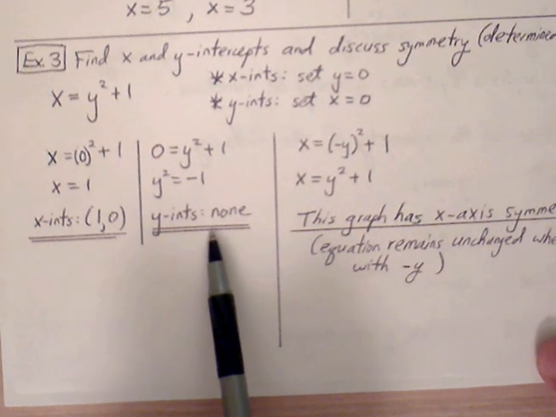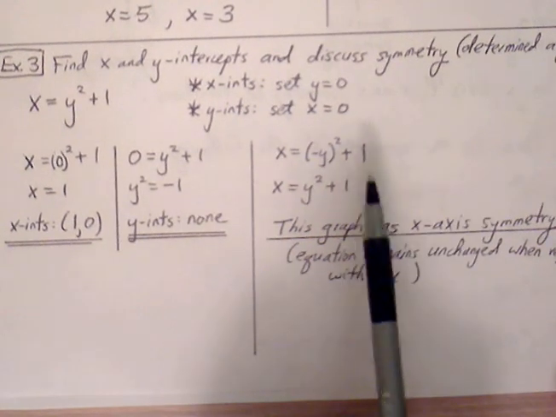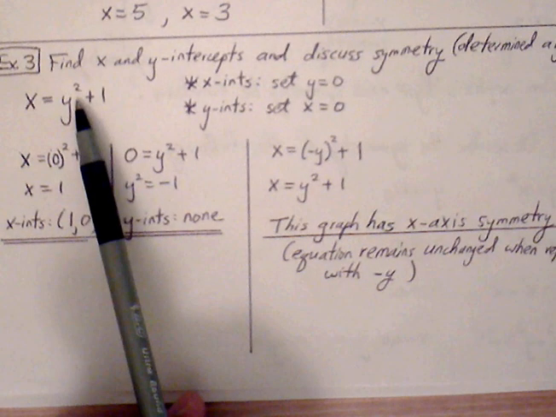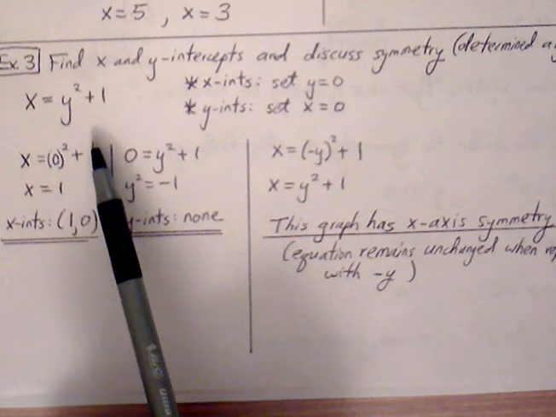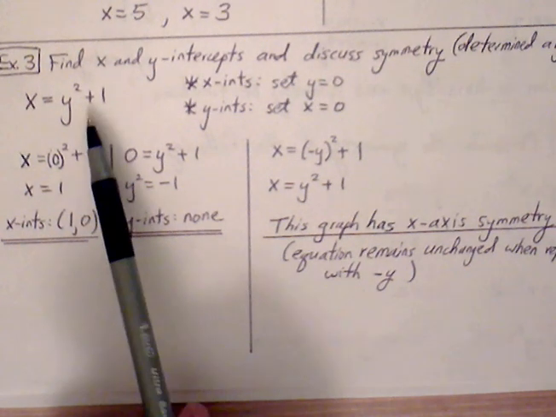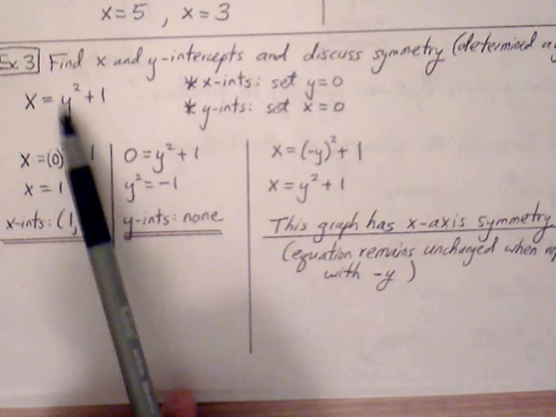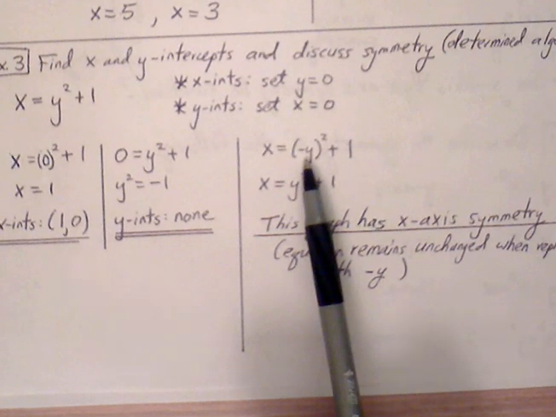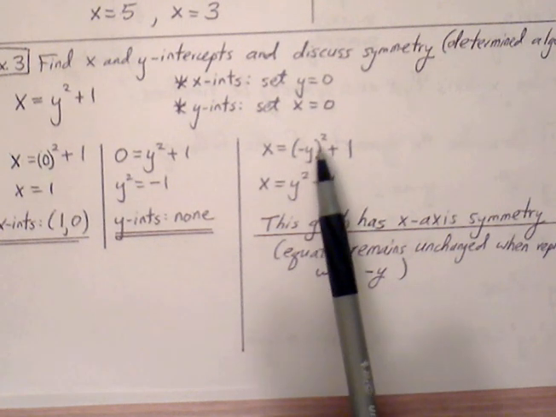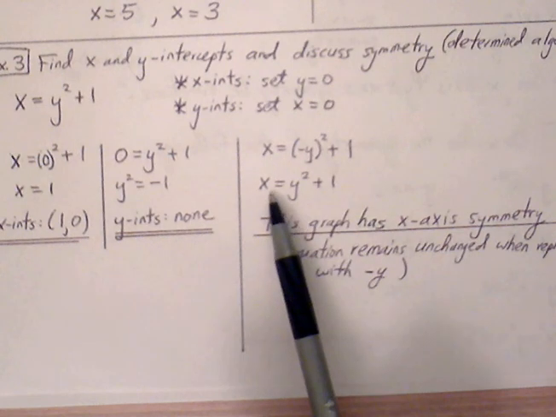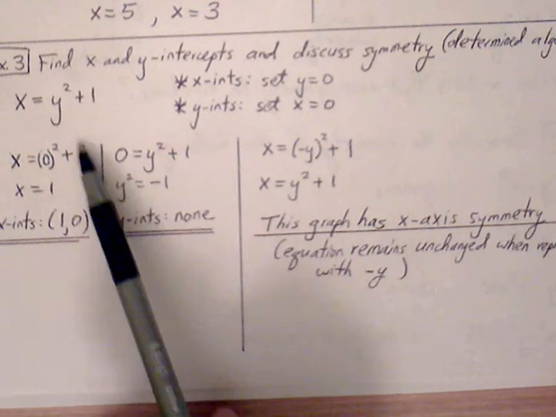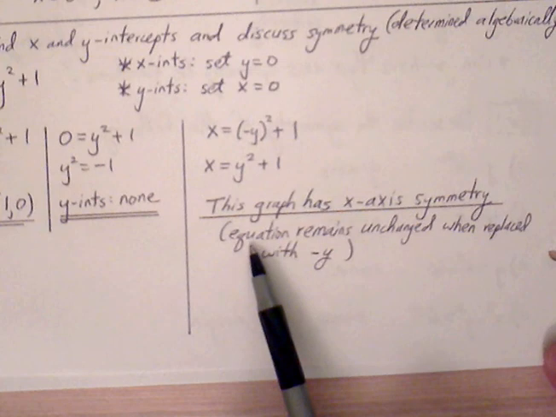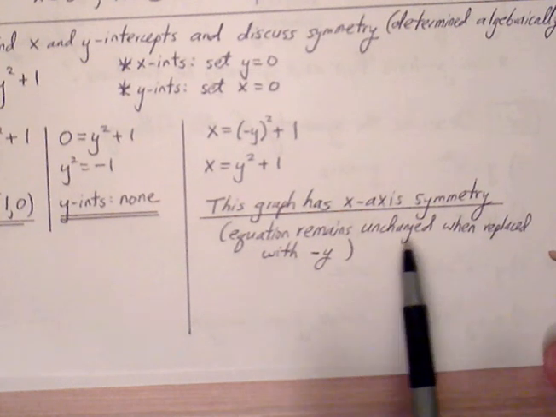Okay. To determine the symmetry easily, we can simply identify the variable that has the square, because any variable that has a square, we know that when we replace that variable with a negative, it's going to go back to a positive. So I'm going to guess that this probably has x-axis symmetry. So I'm going to replace y with negative y. Negative y squared goes back to y squared. So this reverts back to the original equation, remains unchanged. Therefore, we know that this graph has x-axis symmetry. And the way we did that was we knew that the equation remained unchanged when we replaced y with negative y.